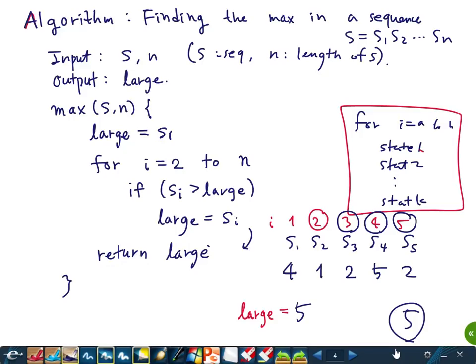Okay, and next. Because we are using pseudocode, we have some freedom to use many things. So this is an algorithm determining whether a given number is prime or not. Okay, again, let me write down and explain.